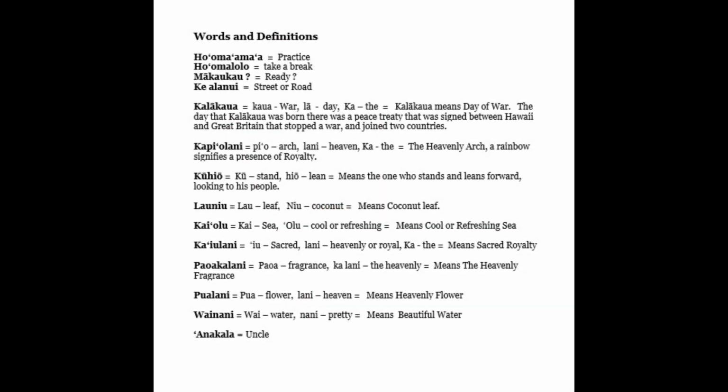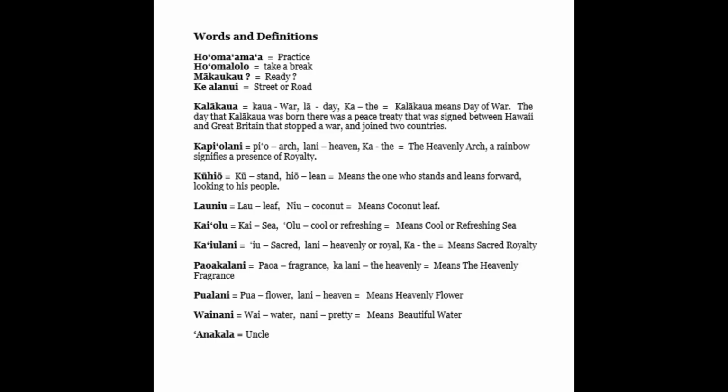Okay, so now let's go over some words and definitions. Hoʻomaʻa is practice. Hoʻomaha, take a break. Makaukau is ready. And ke ala nui is street or road. Now keep in mind the ala nui starts with an a, so instead of ka ala nui, remember you've got to use ke. So it'll be ke ala nui.